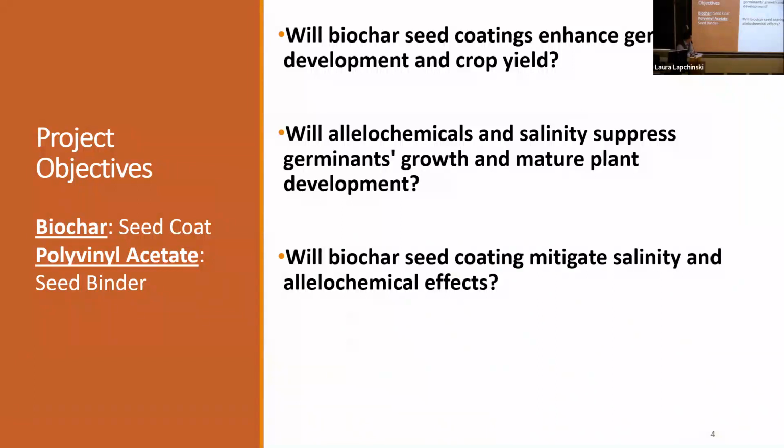So for this project, I looked into using biochar as my seed coat and then using PVA as my seed binder. And I looked into these three questions. Well, first, will the seed coating enhance germinant's development and crop yield? And will allelochemicals and salinity suppress germinant's growth and mature plants development? And finally, will biochar seed coating mitigate the negative effects that I introduced with salinity and allelochemicals?